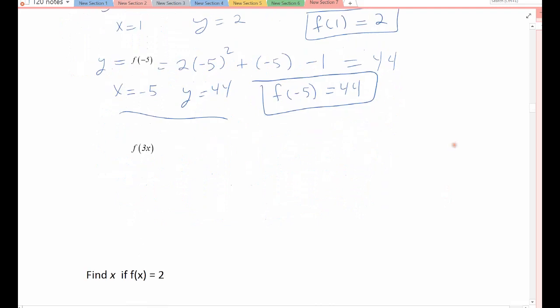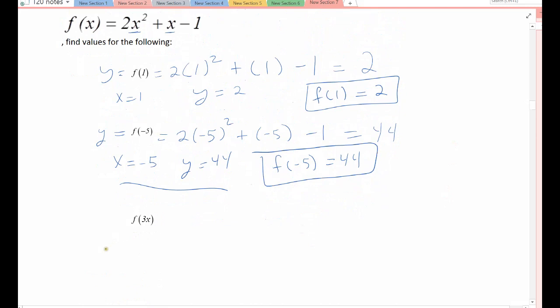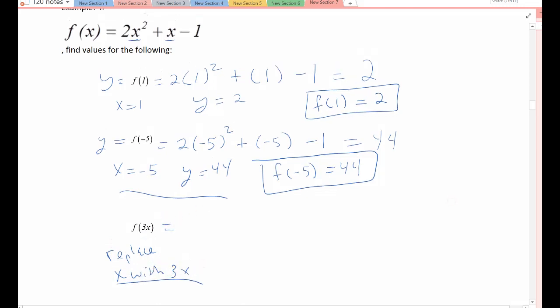Right, next example. Next example is a little different. This is when I'm taking a function and plugging in another function. It really just comes down to simplifying. So this time, I'm going to replace x with 3 times x in my function. So everywhere there was an x value, I'm going to replace it with a 3x. So instead of 2 times x squared, it's going to be 2 times, in the grouping symbols, 3x squared, plus 3x minus 1. And then I just want to simplify.